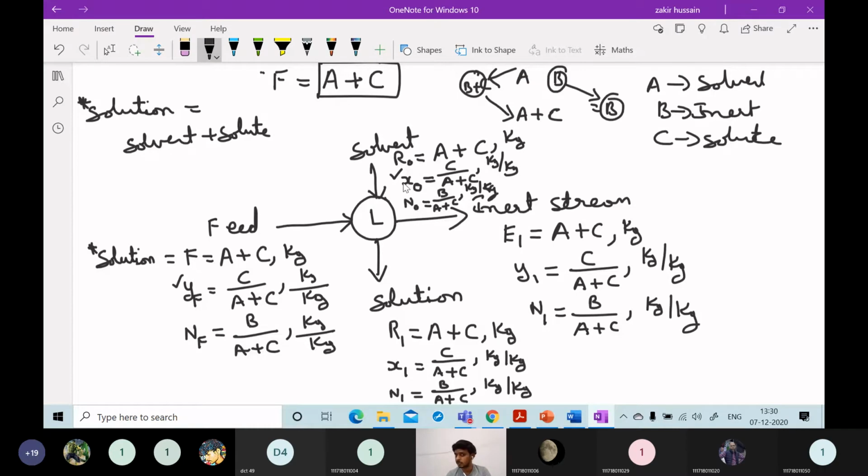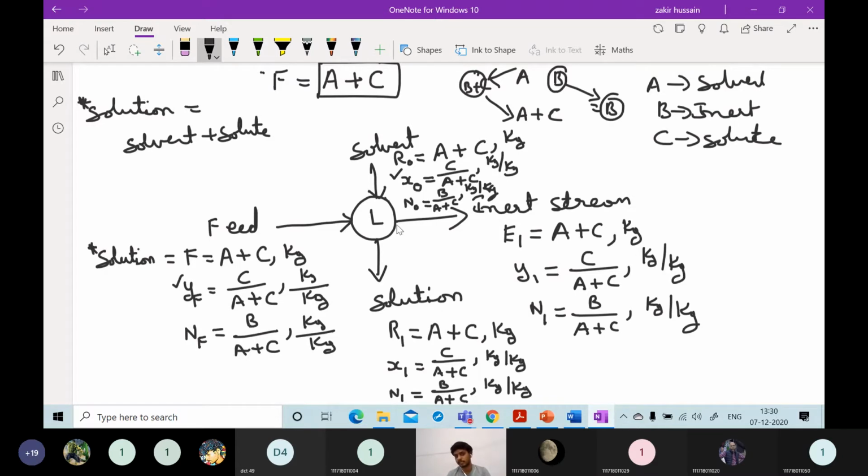Then to account for the inert solids in the solvent stream, this is weight ratio of inert solids in the solvent stream, denoted by N0. N0 is equal to weight fraction of these inert solids in the solvent stream with respect to solution. So B by A plus C, whose units are kg per kg.